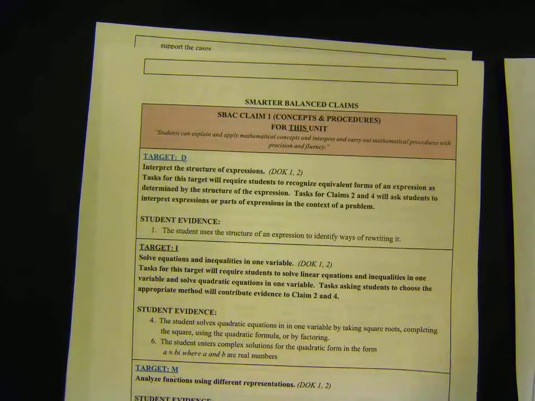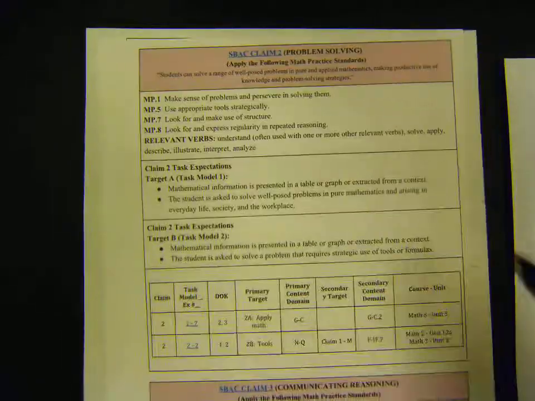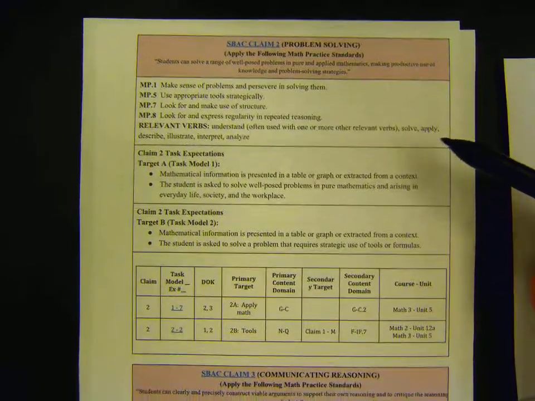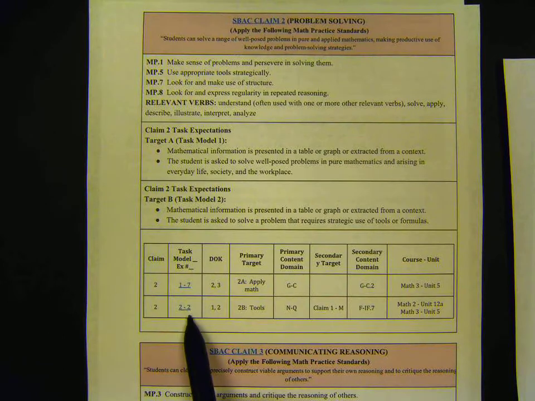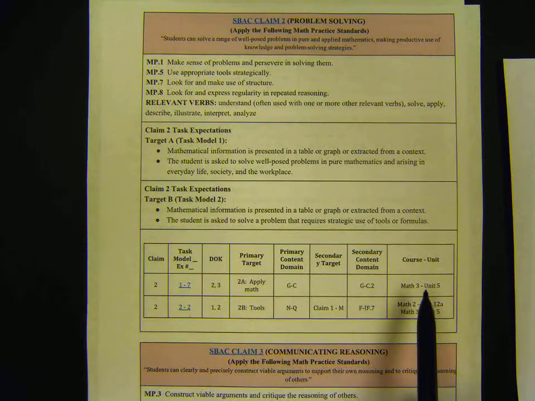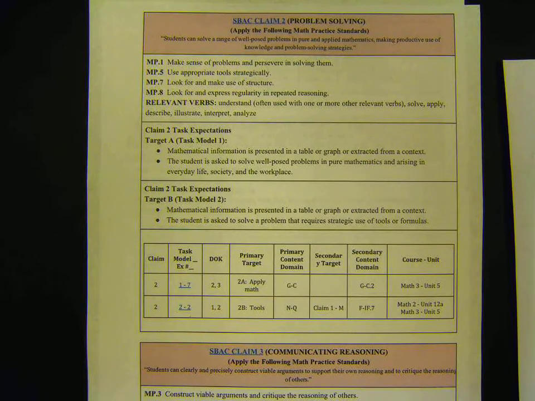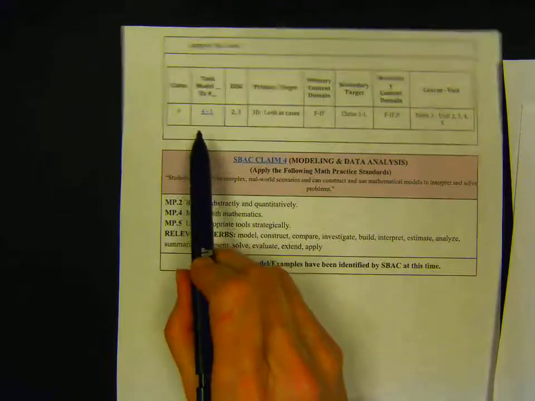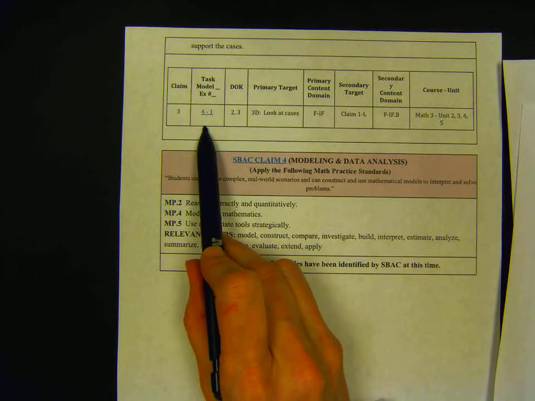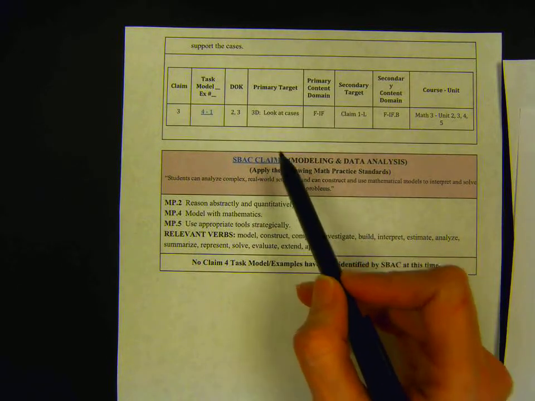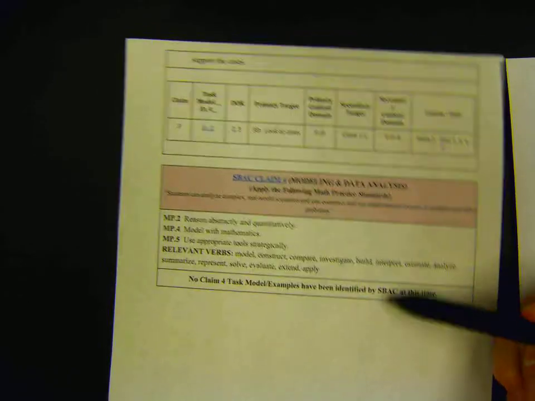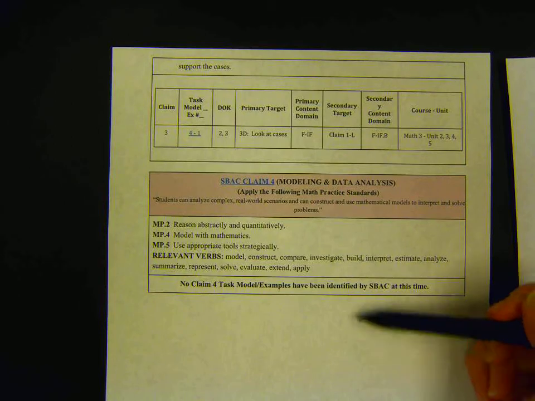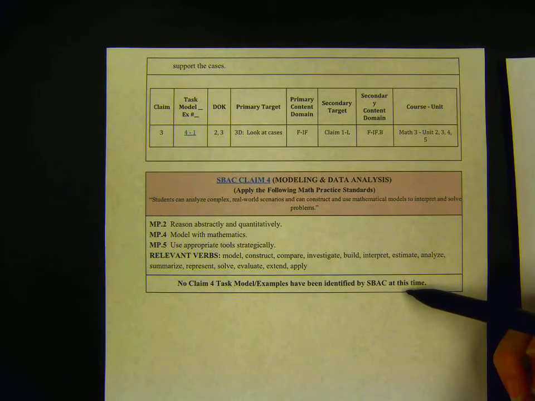There's also, oops, wait, I turned 2 pages. The math practice standards for the problem solving parts. You can click on these little numbers and that will take you to some sample problems that they might have to see during the problem solving portion of the test. In the communicating reasoning portion of the test, you can click on this link and see what kind of questions they might be asked in the communicating reasoning portion. And then if there were modeling and data questions about this, they would have links there. There are no task models about modeling and data analysis that have to do with these standards.